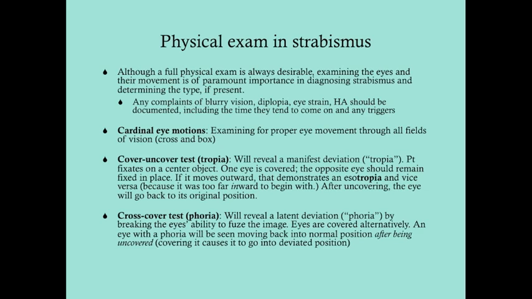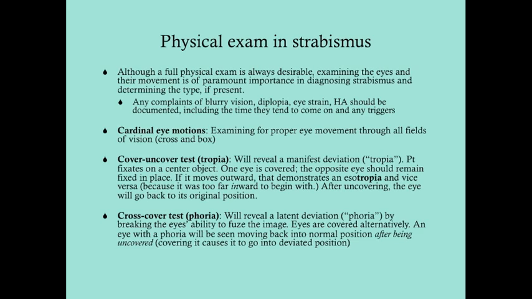The next test you do is the cover-uncover test. With the cover-uncover test, and this is to reveal a tropia, a manifest deviation, you're going to have the patient fixate on a center object, and you're going to do this multiple times. You'll have the patient fixate on a center object that's near, usually your nose, and then you'll do this test again while they're fixating on a center object, maybe across the room. So you cover one eye, and you're observing the opposite eye.